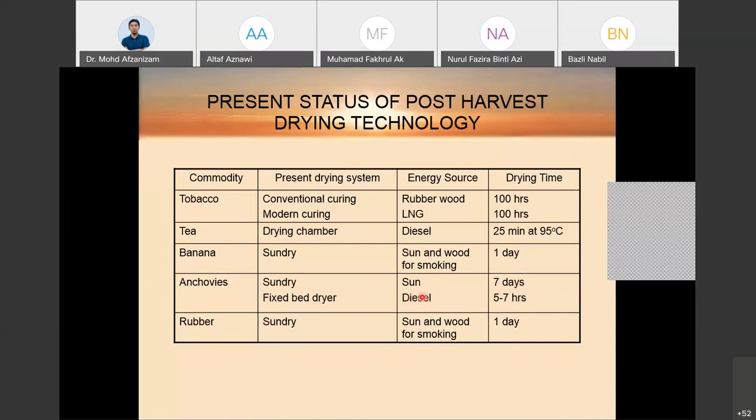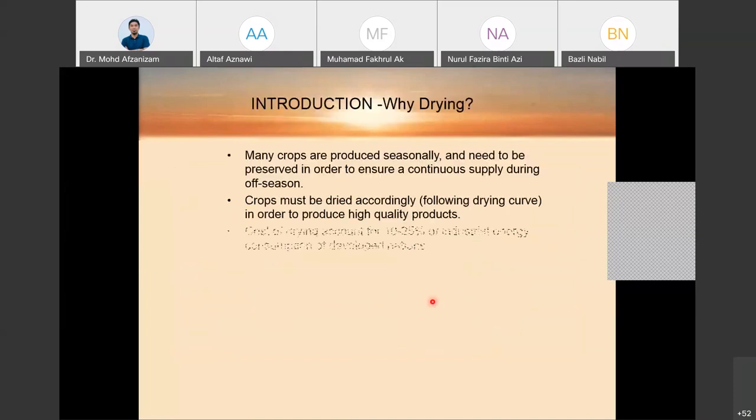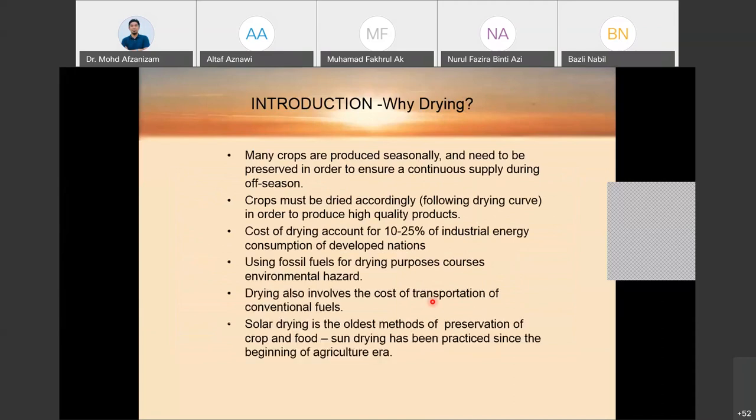But of course, diesel has drawbacks due to the cost of diesel and the emissions. So that's why we go for solar, so we are not dependent mostly on diesel only. So this might be the reason why we are using drying, as a part of our processes with solar.